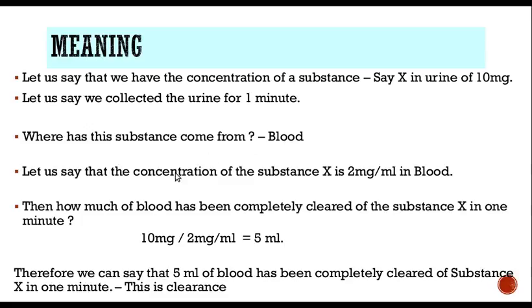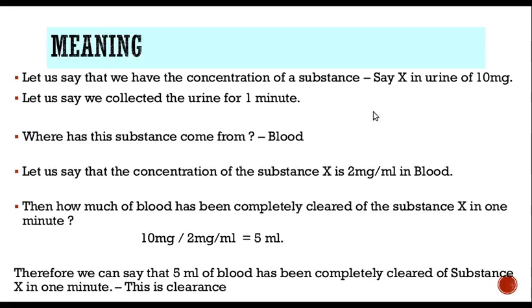Now, if we find that the concentration of the substance X in the blood is 2 milligram per ml, then theoretically 5 ml of the blood would have to be completely cleared of that substance X to produce 10 milligrams in the urine.